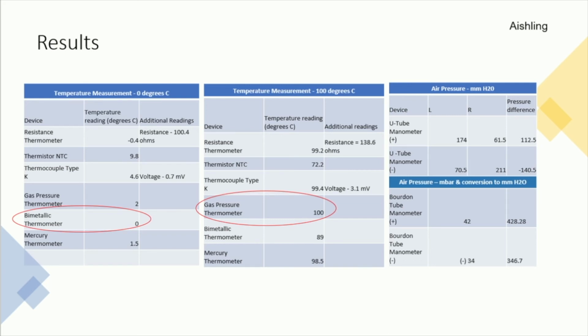However, for 100 degrees Celsius, the gas pressure thermometer is the best, and this also makes sense, as it is based on the theory of vapor-liquid equilibrium, where the change in pressure and temperature are very closely related for a vapor and liquid equilibrium system, where both of those things are present. A boiling liquid is a perfect example of this, and thus the accuracy in this case makes sense as well.